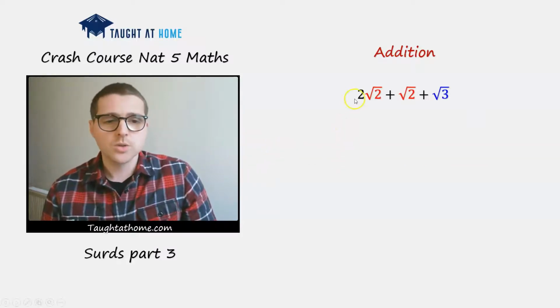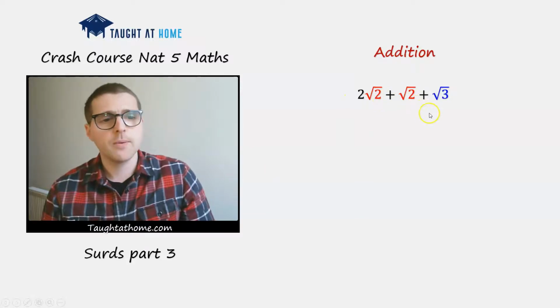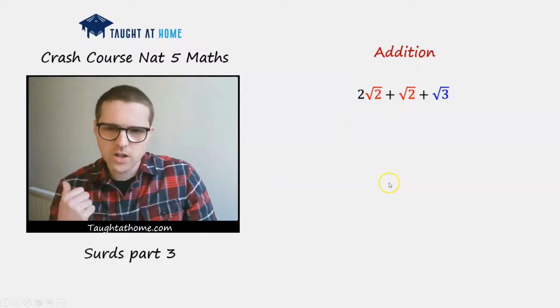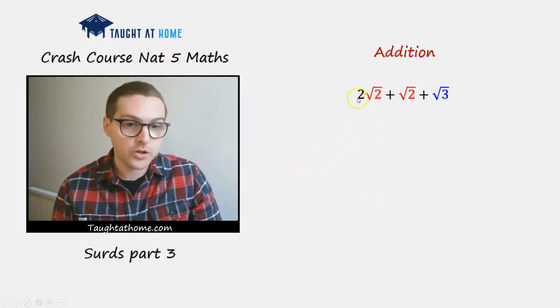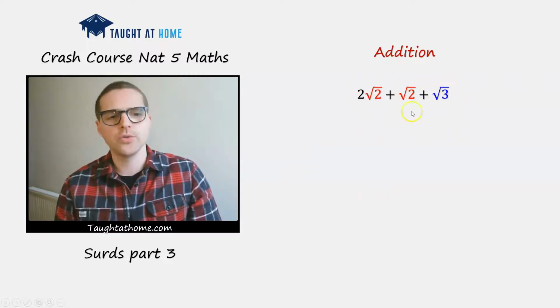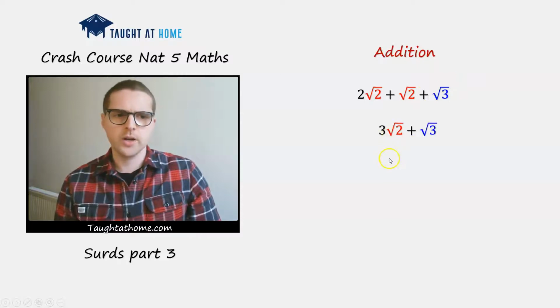Okay, so let's have a go at this. We've got 2 root 2 plus root 2 plus root 3. So first of all, how many root 2's do we have? Well, we've got 3. We've got 2 plus 1, and we've got 1 root 3. So it's going to be 3 root 2 plus root 3.